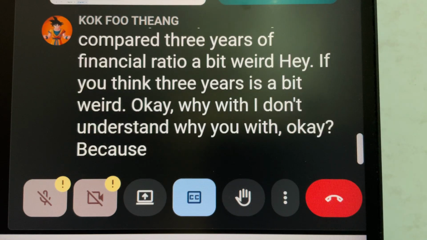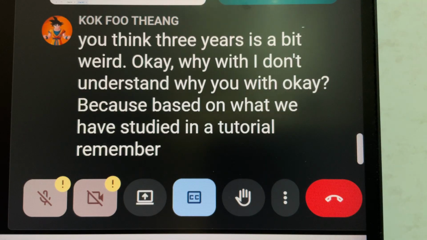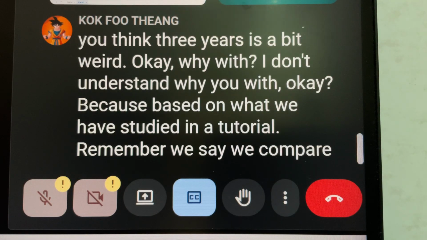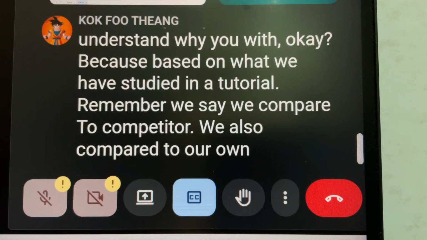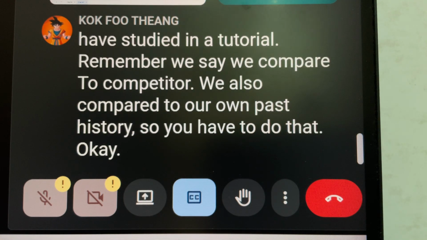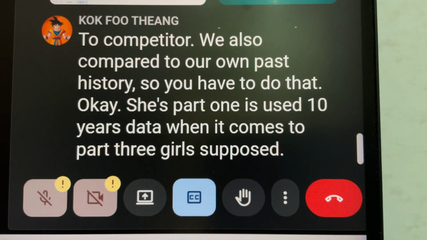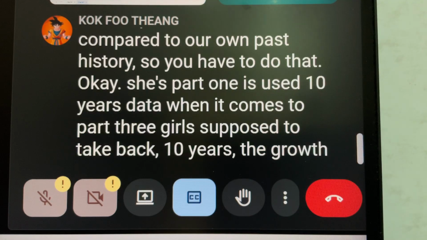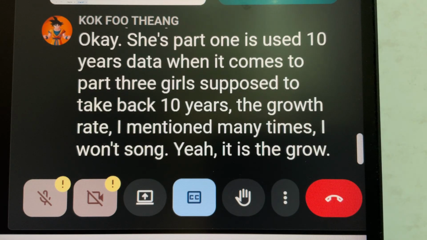Okay, because based on what we have studied in a tutorial, remember we said we compare to competitor, we also compare to our own past history. So you have to do that. Okay. Since part 1 is use 10 years data, when it comes to part 3, you're supposed to take back 10 years. The growth rate I mentioned many times, Wong Song Ye, it is the growth rate for the future.